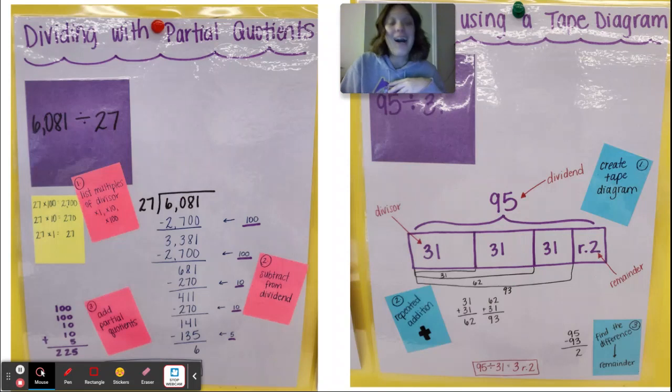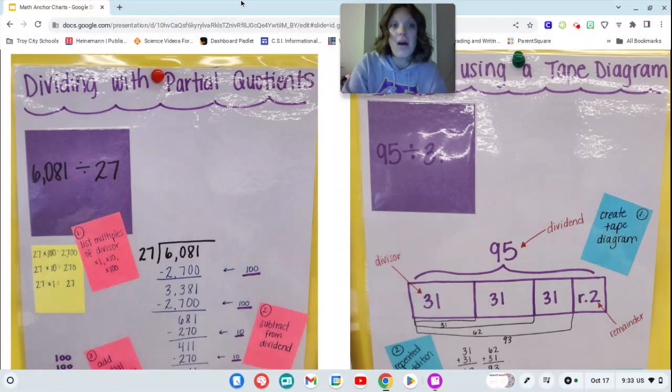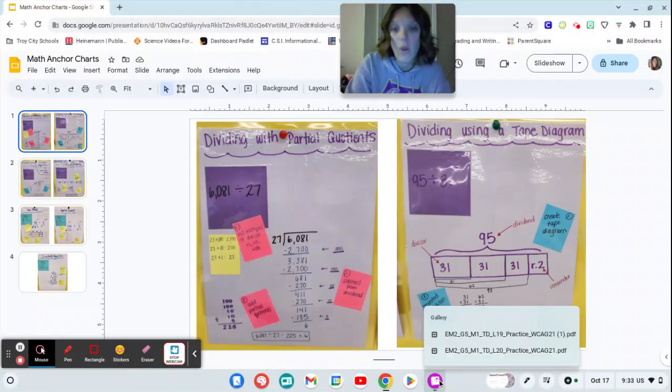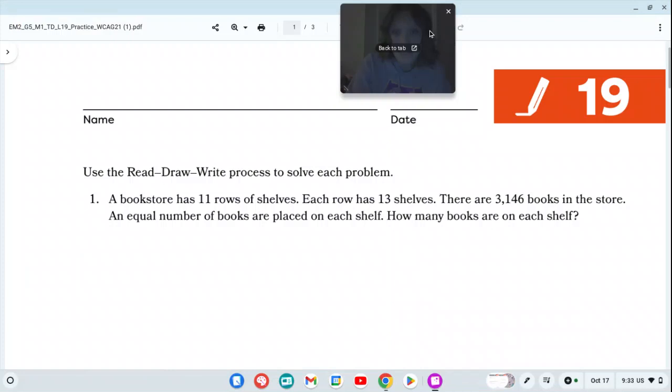Parents, grandparents, aunties, uncles, all of these strategies and these charts, I actually have displayed in our classroom for your child's disposal at any time that they need them. So it's always a resource that they can use. Okay, enough talking. Let's get into the homework.